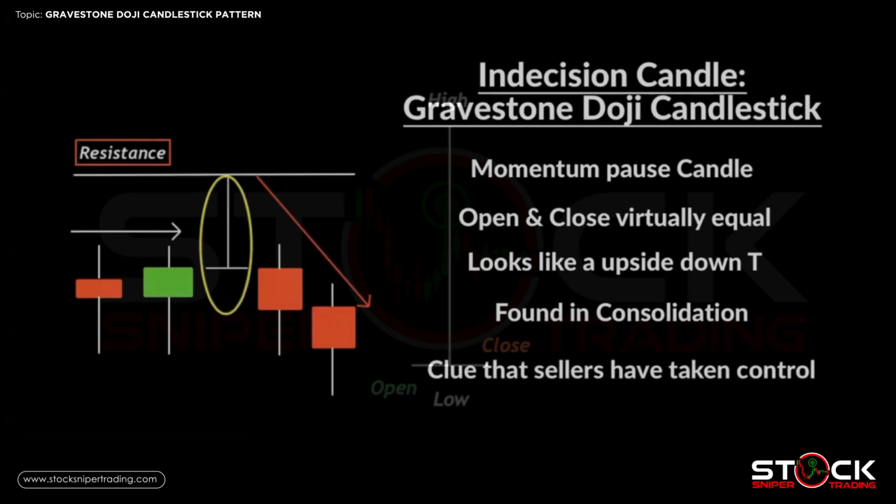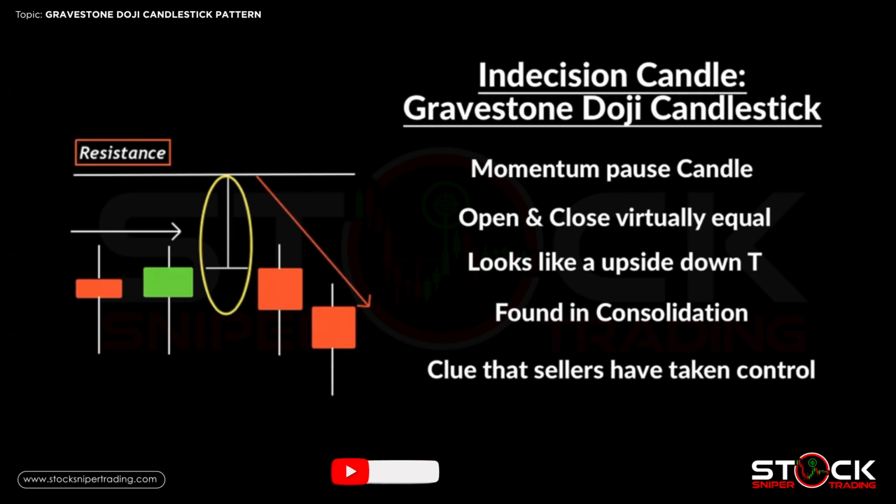The Gravestone Doji candlestick pattern is seen as an indecision candle. It is a momentum pause candle. The open and close are virtually equal. It looks like an upside down capital T. It is found in areas of consolidation or areas of resistance, and it is a clue that sellers have taken control.